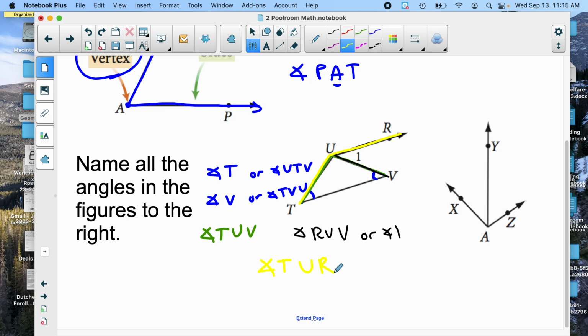If you take a look at the one on the right here, I have angle XAY. That's this side of it. And you'll notice I'm drawing like little arcs for the interior of the angle. You can also have angle ZAY, or the entire angle, angle XAZ. Notice the vertex on each of those is at A.